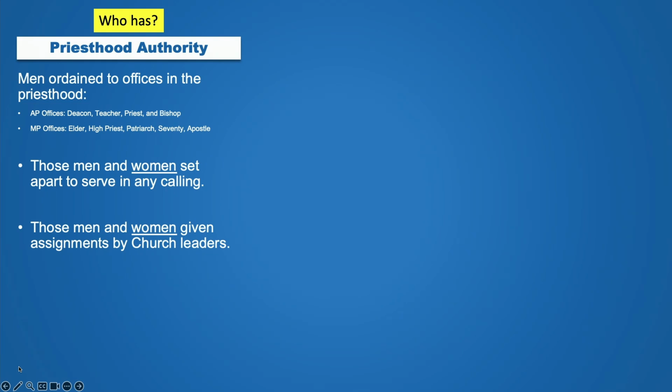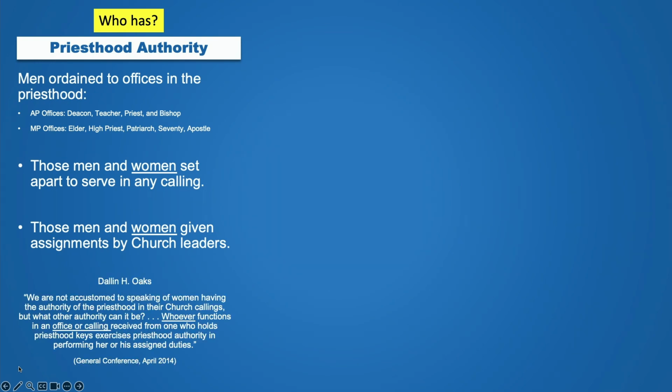Okay, so one of the things we just want to make sure members of the church understand is that priesthood authority is exercised by men and women alike in our wards, even though they may do different jobs. So Dallin H. Oaks taught very critically in April 2014 General Conference, "We are not accustomed to speaking of women having the authority of the priesthood in their church callings, but what other authority can it be? Whoever functions in an office or calling received from one who holds priesthood keys exercises priesthood authority in performing his or her assigned duties." So this is important for all of us to understand.